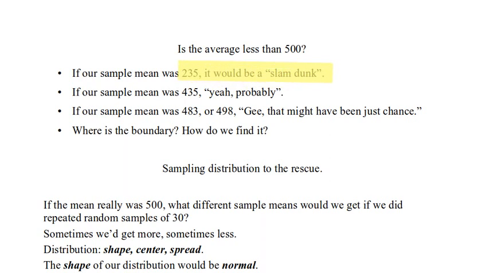If it was 435, we'd say, yeah, probably. That's more than 2 standard deviations. It's about 2.5 standard deviations away. Remember, we're counting in 25s from 500. So we'd say, yeah, that's probably enough evidence to support our claim. If our sample mean was 483 or 498, we'd have to conclude, well, maybe that's just chance. So you can see where this is going. We want to know where that boundary is. We want to be able to find it.